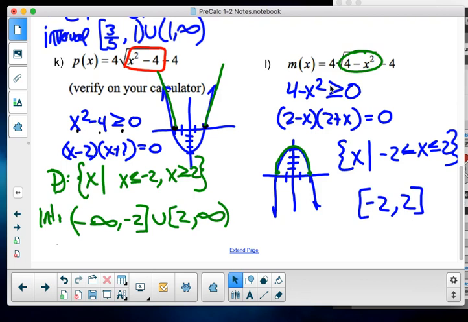Okay? Are you okay with my solution? That's my domain restriction. That's the only place it'll work. Crazy, really tight domain, right? Are there any questions about what I did?